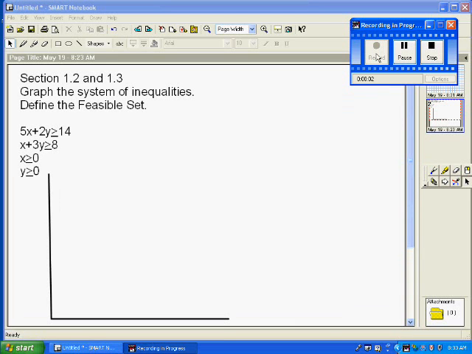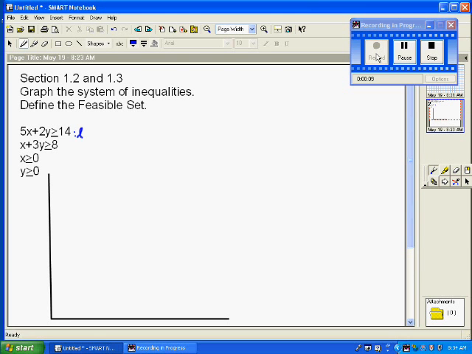To get started on a feasible set problem, the first thing we want to do is graph these lines. I'm going to call this line line number 1. So over here, when I talk about line number 1, I'm going to copy down what the problem looks like, and I'm really only interested in the lines. I'm going to put an equal sign there. In order to graph this, I'm going to graph it by using intercepts.